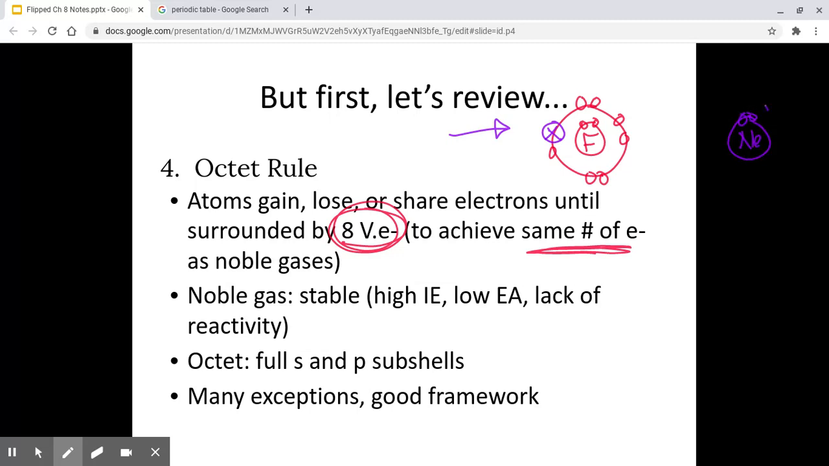Neon has 10 total. Notice its outer energy level is full. And so fluorine is going to form the F minus ion because it's gained an electron, and now it has a noble gas configuration that matches neon.